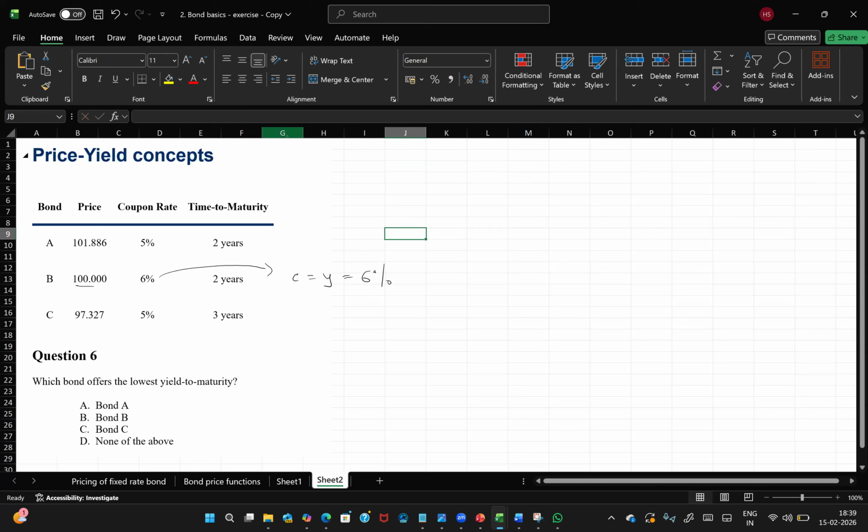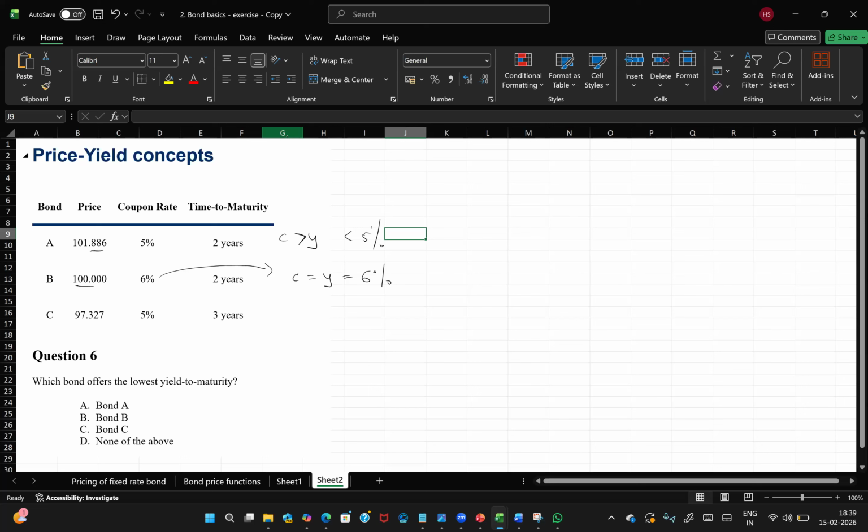Bond A is trading at a premium, right? So coupon rate has to be bigger than yield. Yes or no? Yes, I think so. It will be bond A only. So coupon is greater than yield, right? For the first bond, it's a premium bond. So yield is less than 5%.